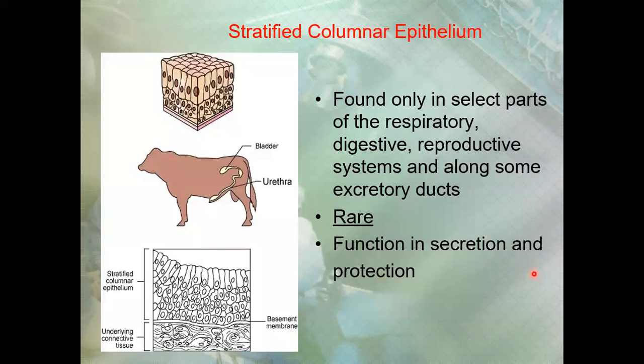Finally, we've got our stratified columnar, which would be multiple layers of our column-shaped cells. Super rare. We really don't see this anatomically. Some parts in some species in the respiratory or digestive, but honestly, in animals like dogs and cats, the primary companion animals, we really don't see stratified columnar.